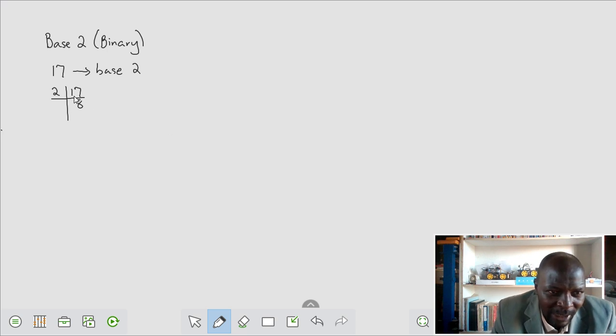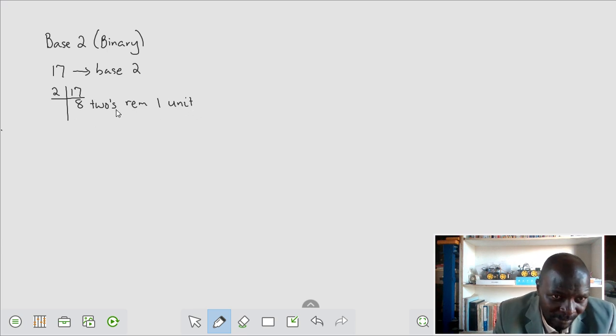So we've got 8 twos, and we have a remainder. 2 times 8 is going to be 16. 16 plus 1, remainder 1. That is the unit. These could not form twos.